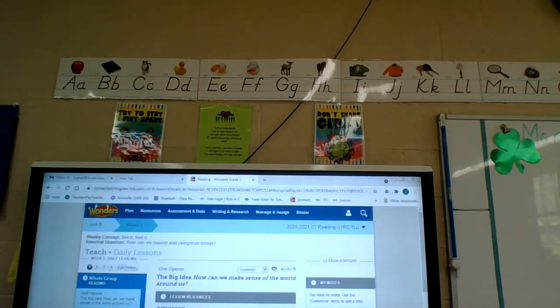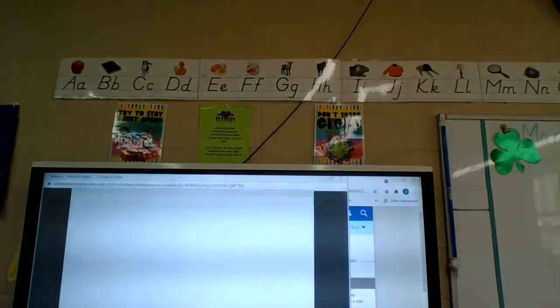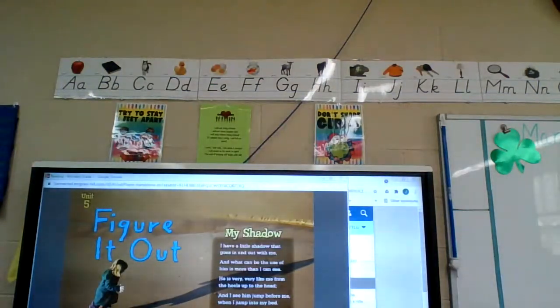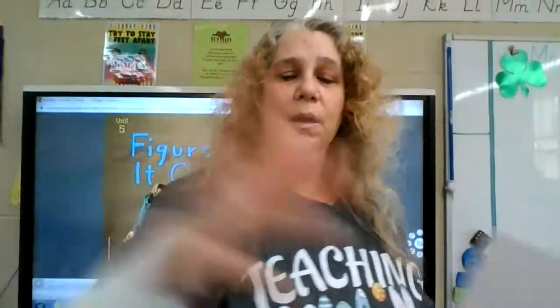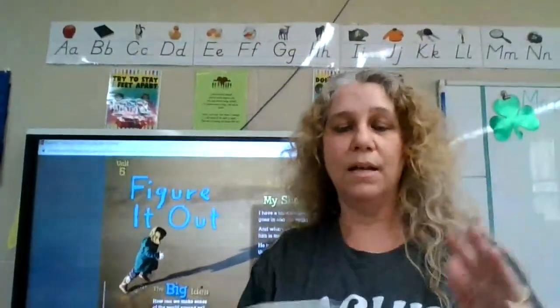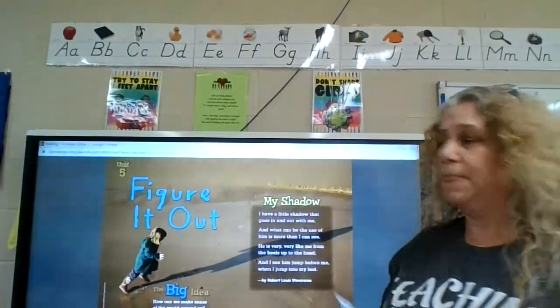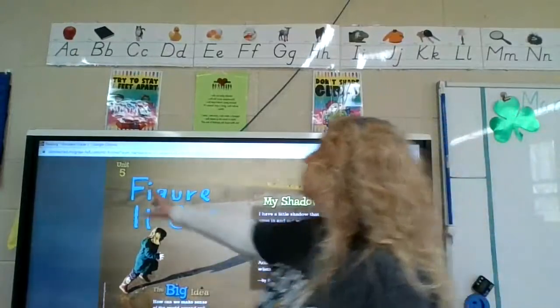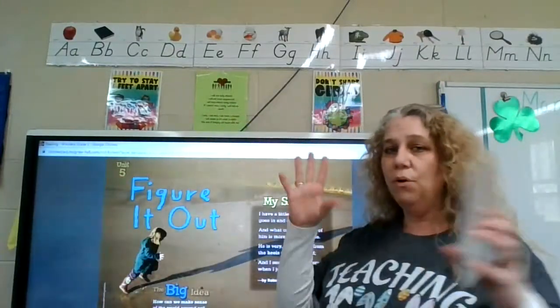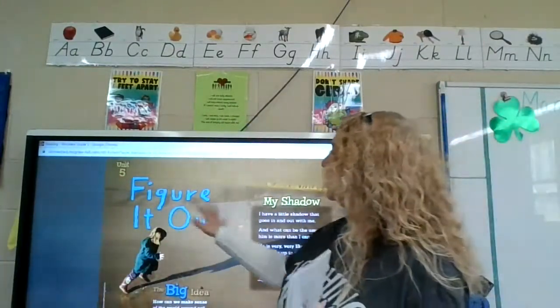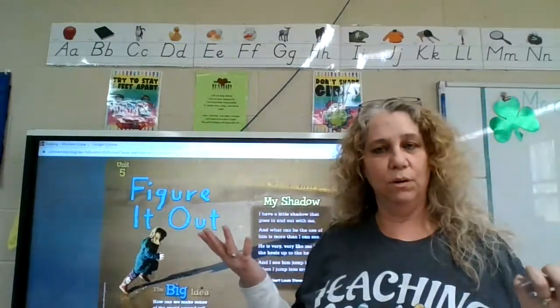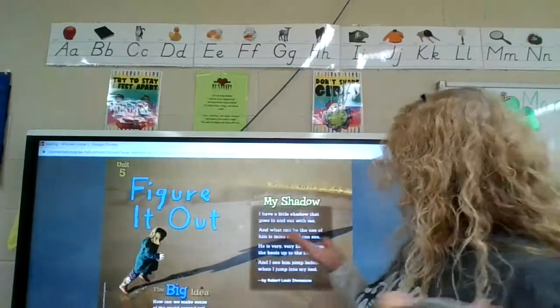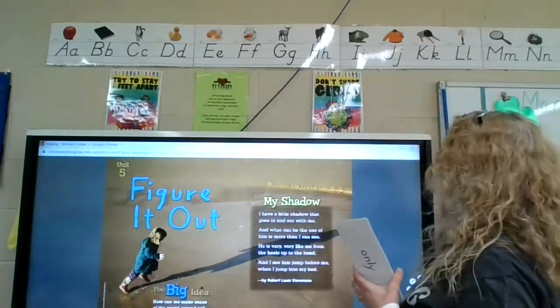All right, so this is more of the whole unit. Since we're starting a whole new unit 5, usually we get new reading books for each unit. But remember, your reading book now has unit 4, 5, and 6 in it. So this is the start of unit 5, and the whole idea of this unit is figuring it out, like learning about the world and making sense of the world around you. So here is a poem called My Shadow.